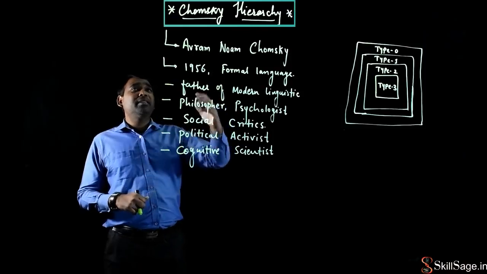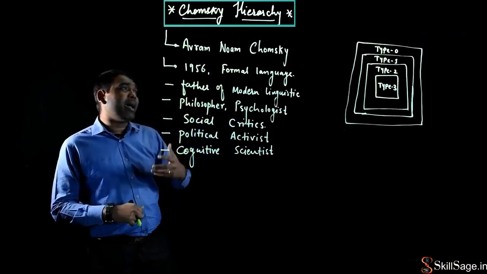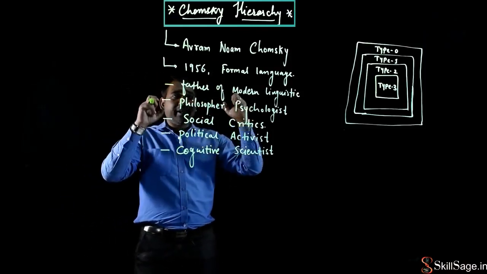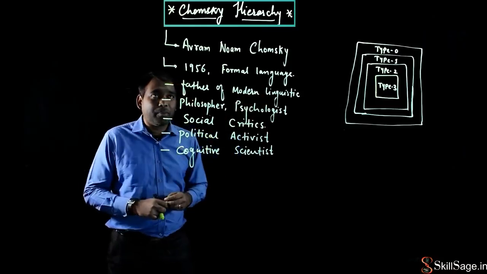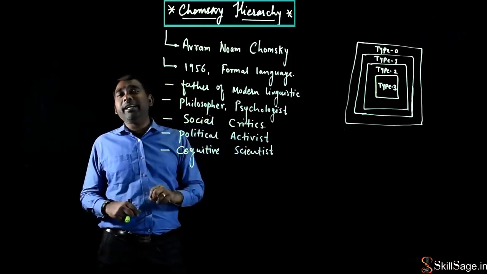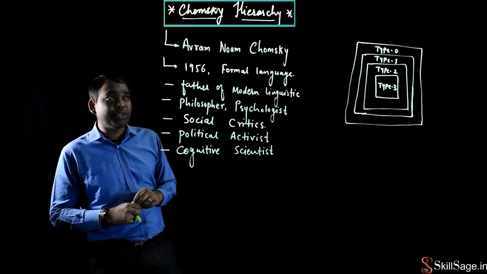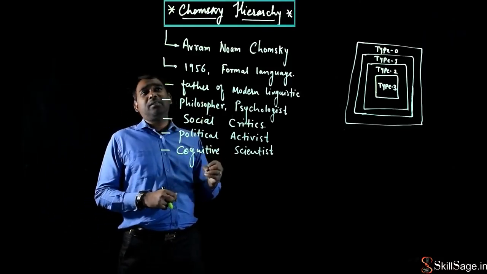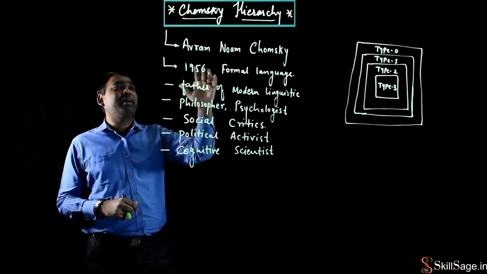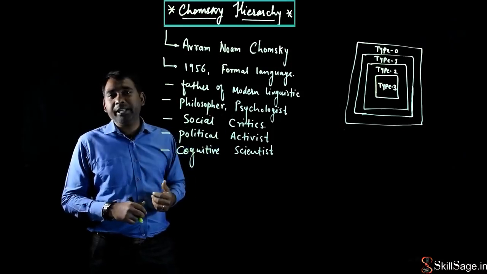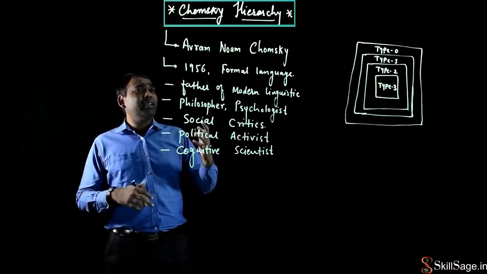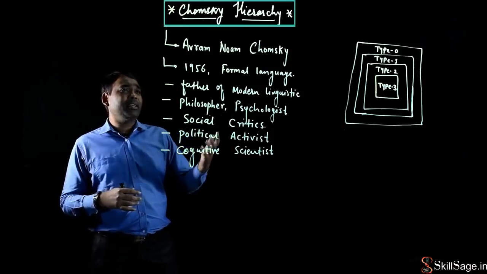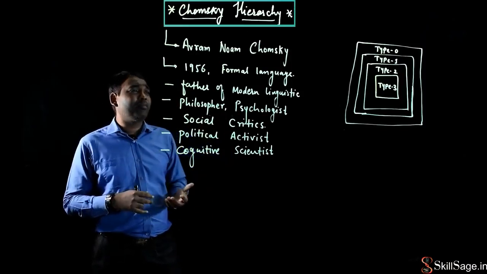We come to know that Chomsky is a man who derived the language called formal language, and he gave this idea in 1956. Who is this Chomsky? The full name is Abraham Noam Chomsky. He is a scientist from the USA, and he is a multidimensional personality. He is known as the father of modern linguistics.